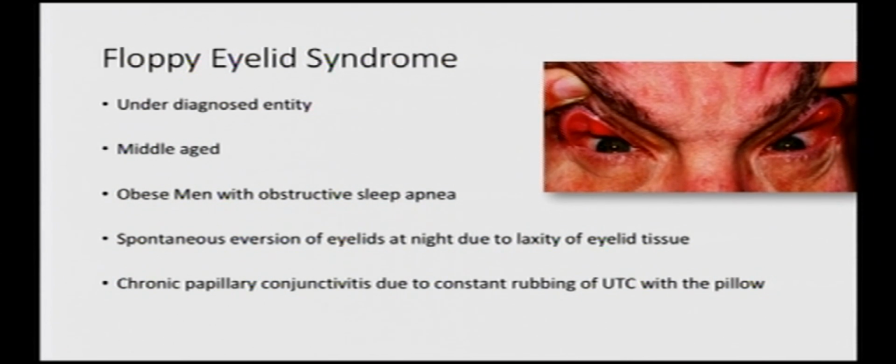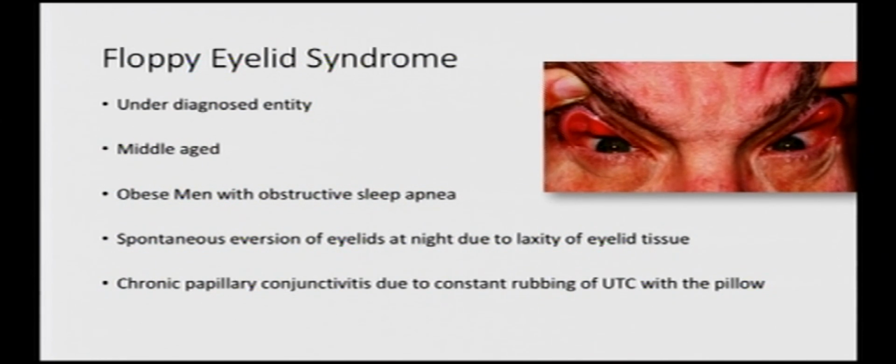Floppy eyelid syndrome is an underdiagnosed entity, generally seen in middle-aged males, and if you look at the profile of the patient, they are generally obese, overweight. So we need to ask about the history of any sleep apnea or any other sleep disorder. These patients we need to treat along with a sleep medicine therapist, and they have a history of chronic papillary conjunctivitis, which is resistant to the conservative treatment.